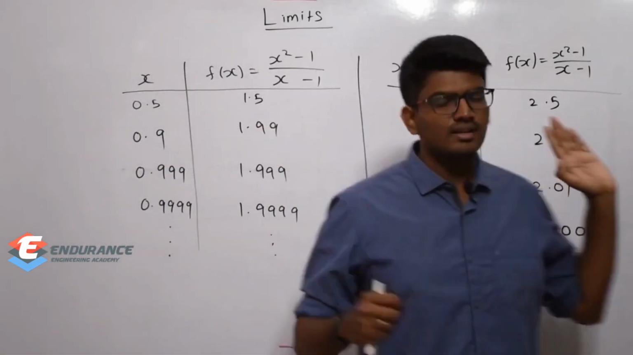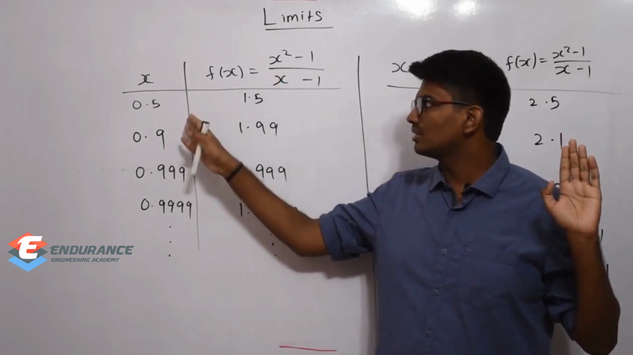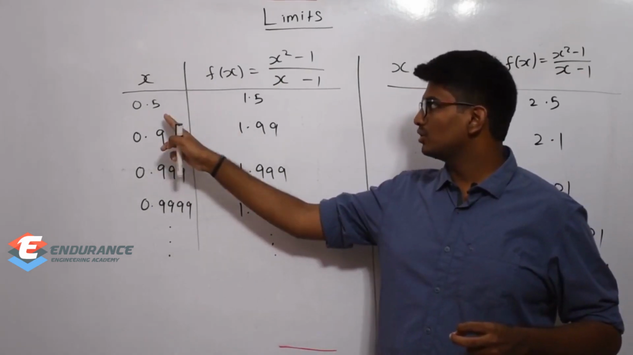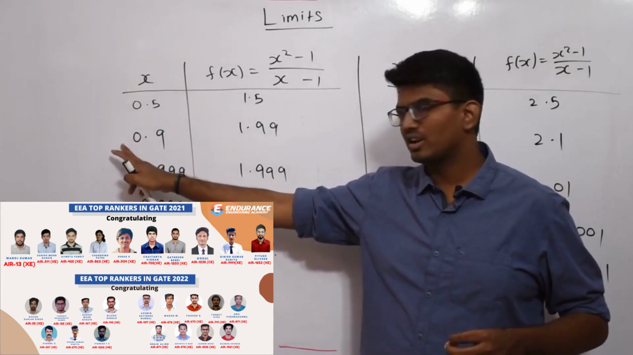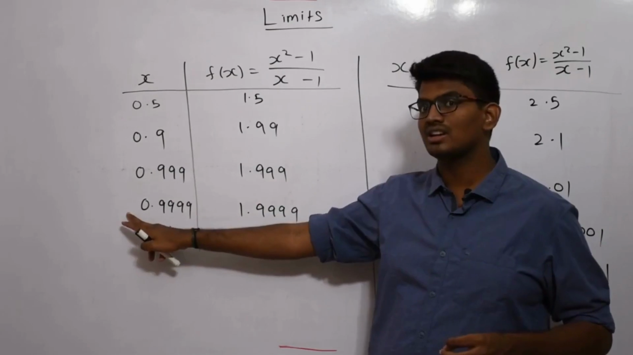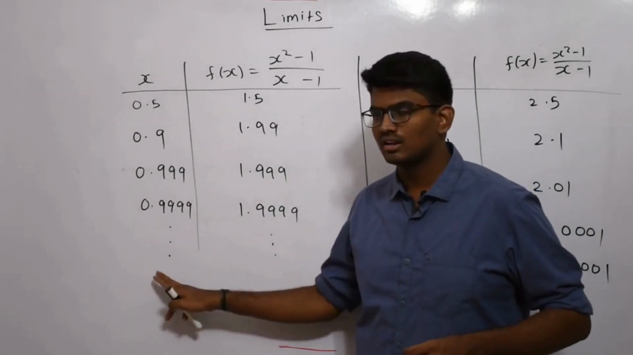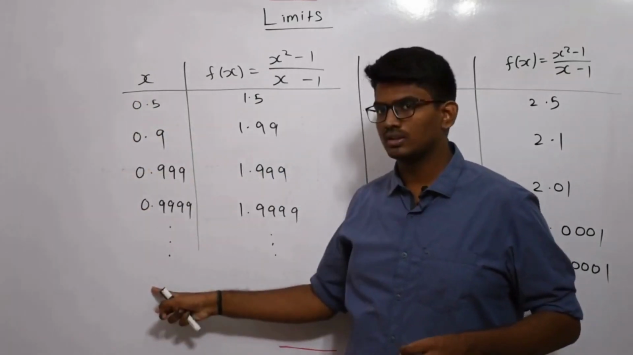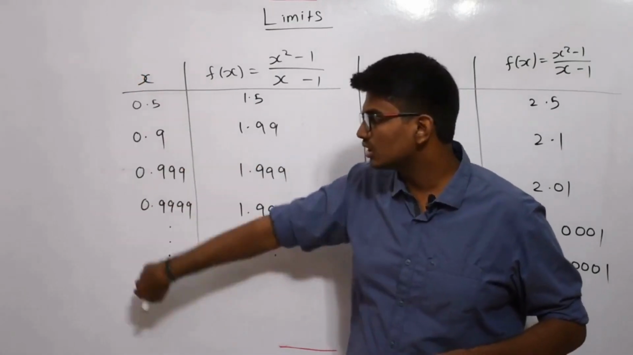I did the same as what we saw in the last example, in the last slide. 0.5. If I substitute 0.5 in x, I am getting 1.5, and from 0.5 I am reaching 0.9, and from 0.9 I am reaching 0.99, and from 0.99 I am reaching 0.999, and if I keep on continuing I will be reaching 1. That is, I am approaching 1 from 0.5 to 1, right? So the x value is approaching towards 1.